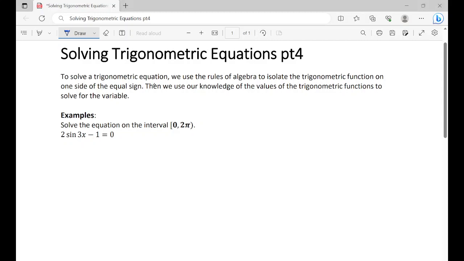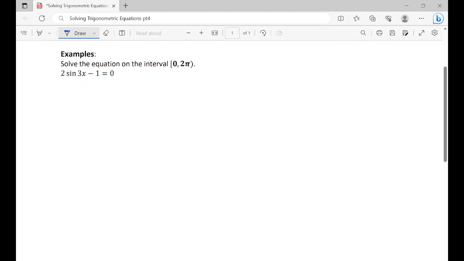To solve a trigonometric equation, we use the rules of algebra to isolate the trigonometric function on one side of the equal sign. Then we use our knowledge of the values of the trigonometric functions to solve for the variable. If you're not familiar with the values of the trigonometric functions, I would suggest using a unit circle to help out until you feel more comfortable not using it.